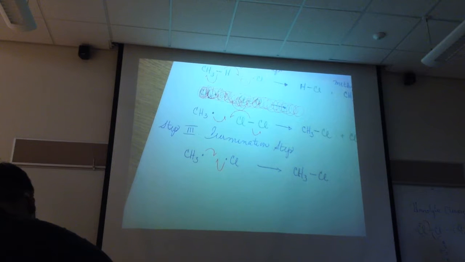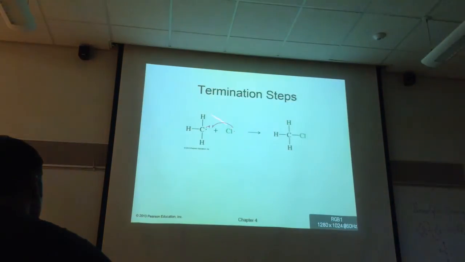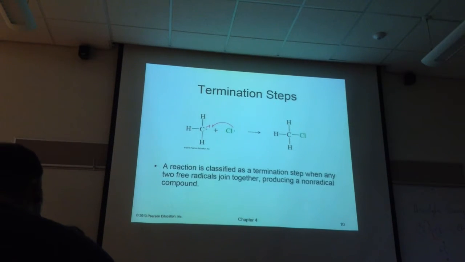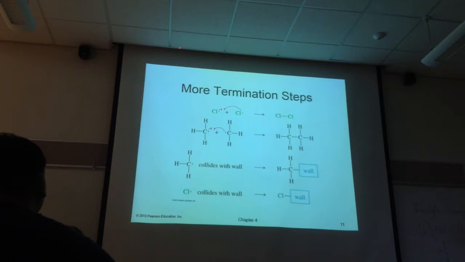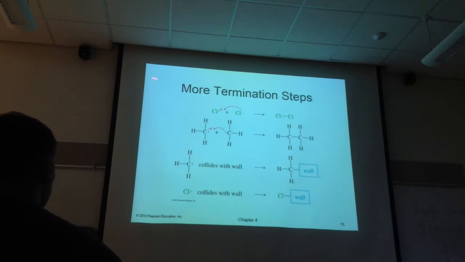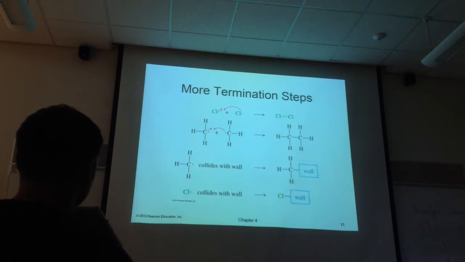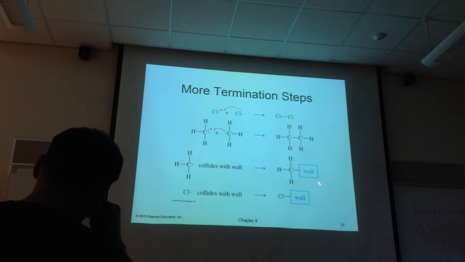There's more than one termination step. I want you to go ahead and copy them. Your termination steps appear like this, like I did there, where I took my methyl radical and my chlorine radical and attached them. But there's more than one termination step. Take a look at all the crazy ones. A chlorine collides with a chlorine, and guess what? We're generating more chlorine. Or if a methyl collides with a methyl, now we end up here with ethane. Or if the chlorine or the methyl hits the wall.